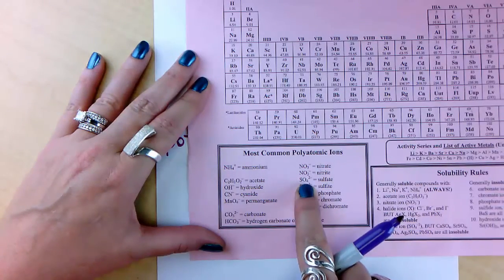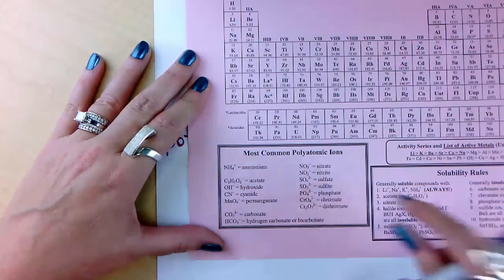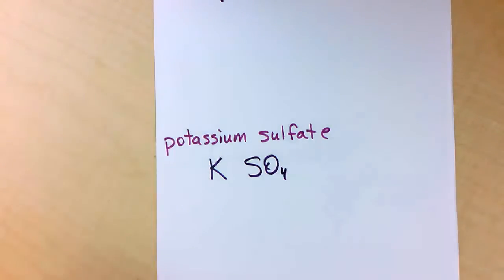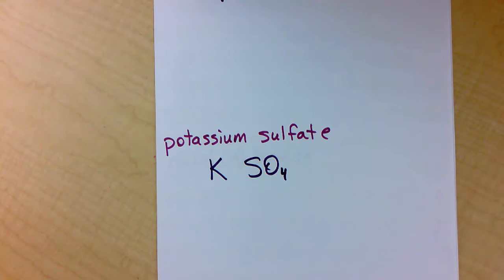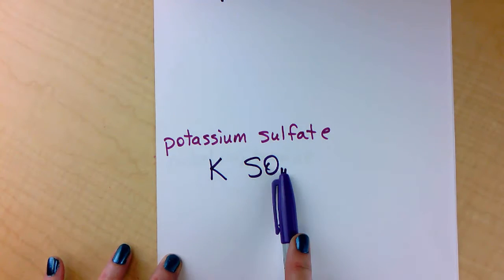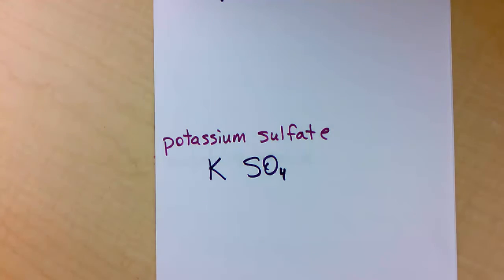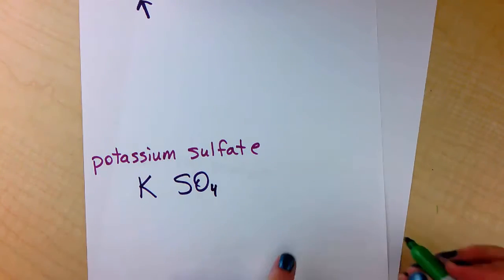SO4 with a -2 charge is sulfate. SO4. Is that the formula? That seems a little easy, just putting K and SO4 together. In fact, that is too easy. Every time you put a metal and a non-metal group together, you have to check the charges. So we need to go to scratch paper or in the margin.